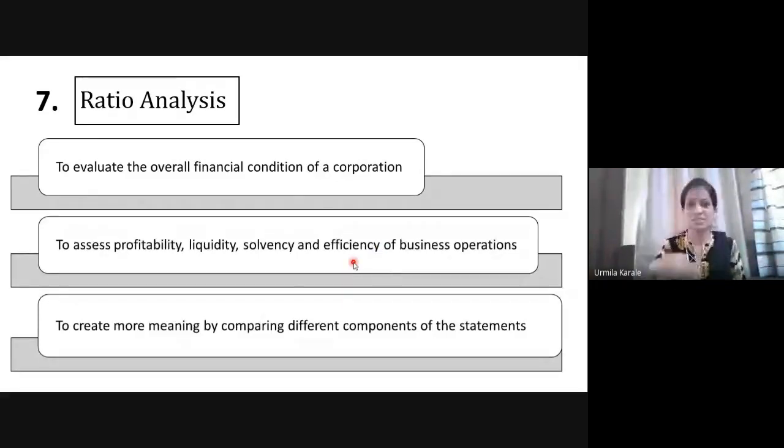That is the reason why we are finding out how many times sales is compared with the investment done in current assets, in fixed assets, in debtors, and in working capital. Each investment we are comparing with the sales. So how much investment you have done and how many times your sales are compared with that investment, right? This we are going to see in detail.